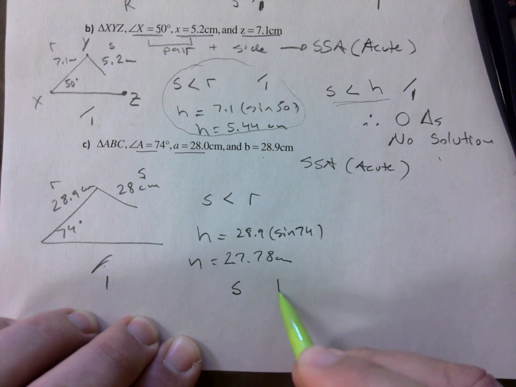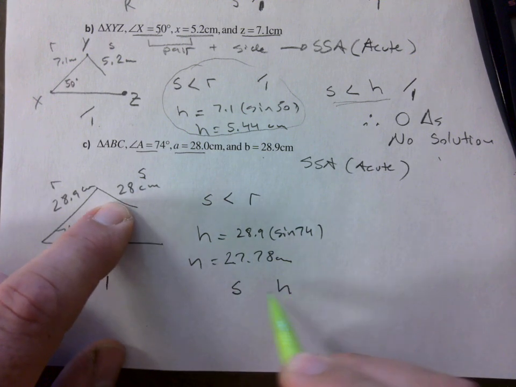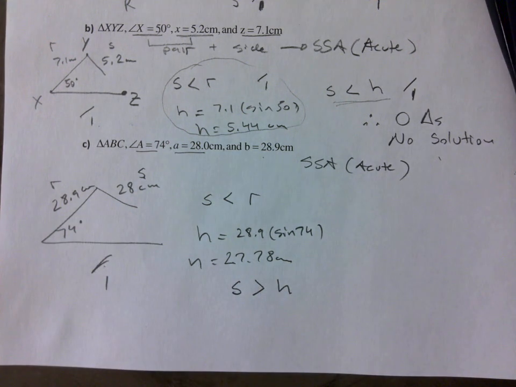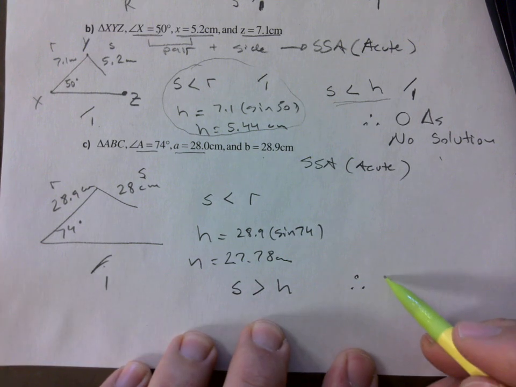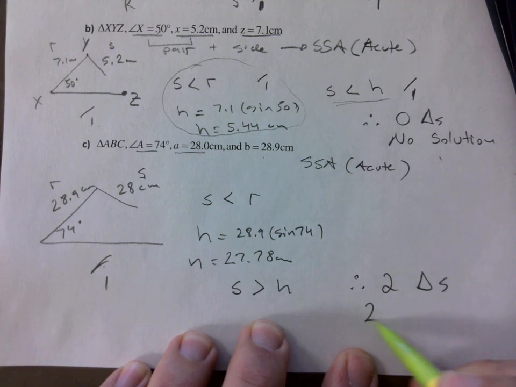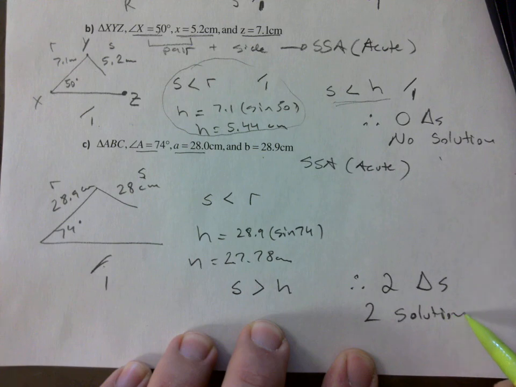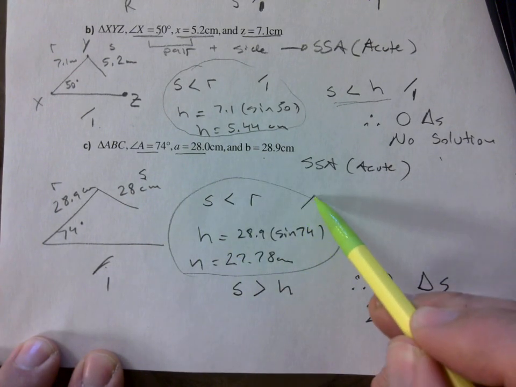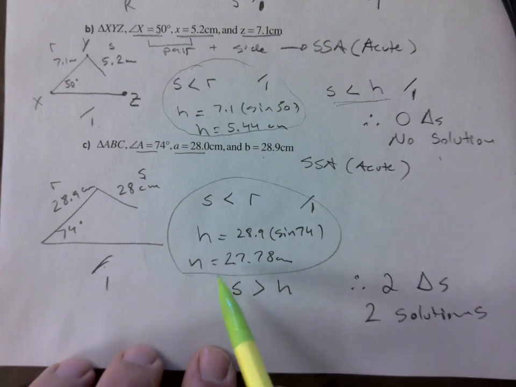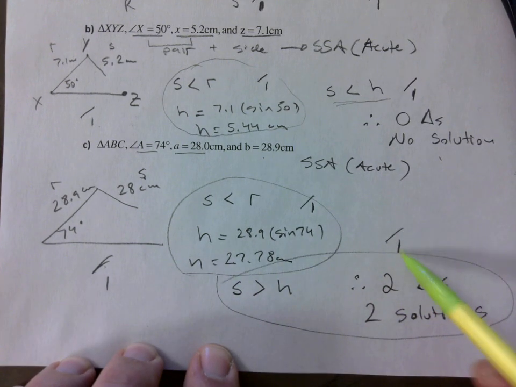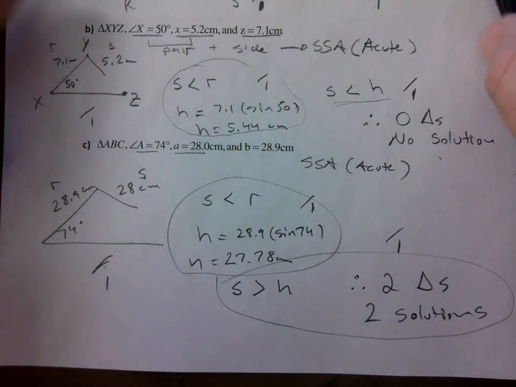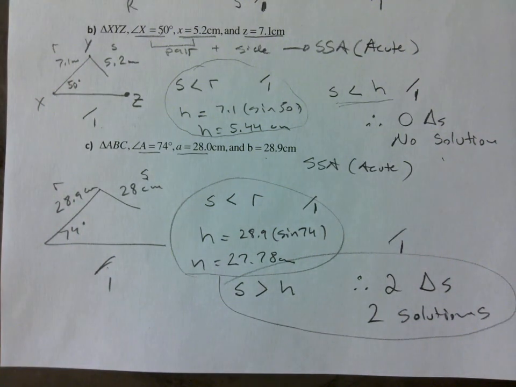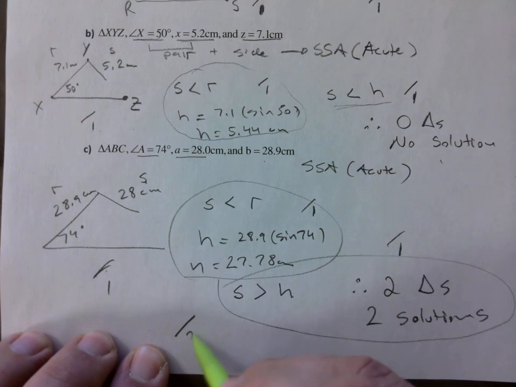Now you say string and height, you compare that. And I notice that my string is slightly longer than the height. Okay? Therefore, 2 solutions, 2 triangles, 2 solutions. So I give you 1 mark for this, 1 mark for finding the height and saying that string is shorter, and another mark for actually concluding how many triangles there are. So that makes this page worth 8, right? 3, 3, and 2. So we have 8 marks here.